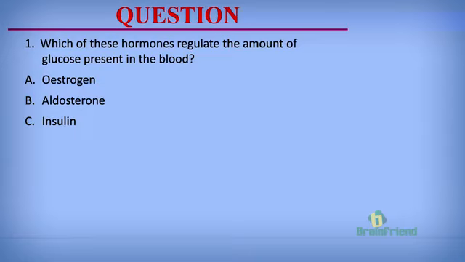I'd like to find out if you learned something from today's class. And to do this, we'll take this question. Which of these hormones regulates the amount of glucose present in the blood? There are so many hormones responsible for this. Let's find out. A, estrogen. B, aldosterone. And C, insulin. The correct answer to this question is option C, insulin. It decreases the concentration of glucose in the blood.